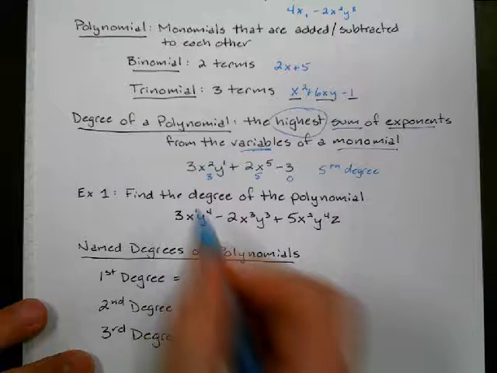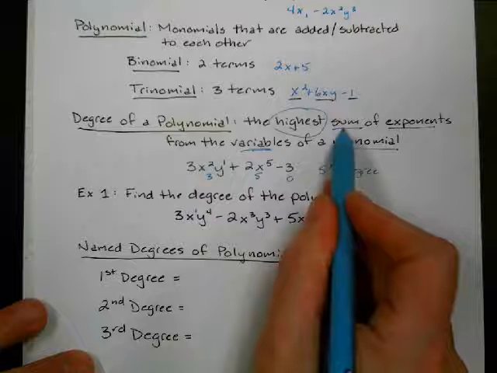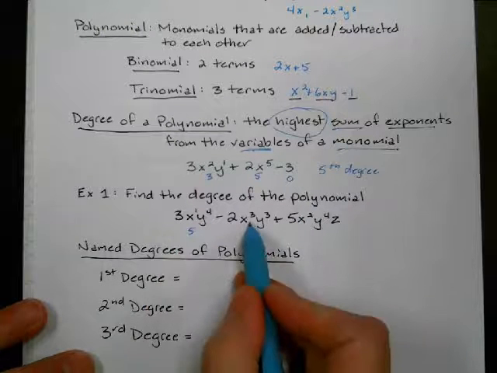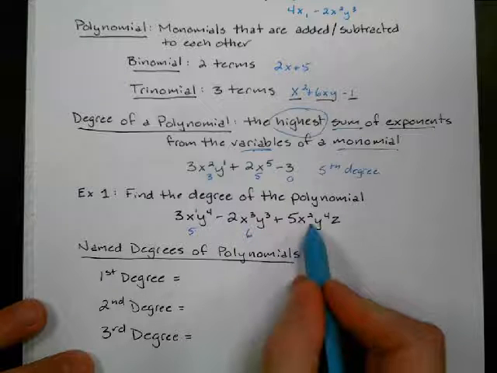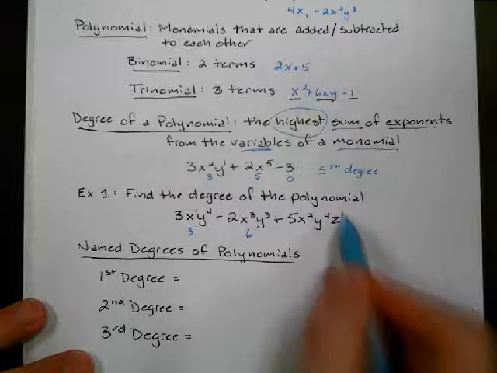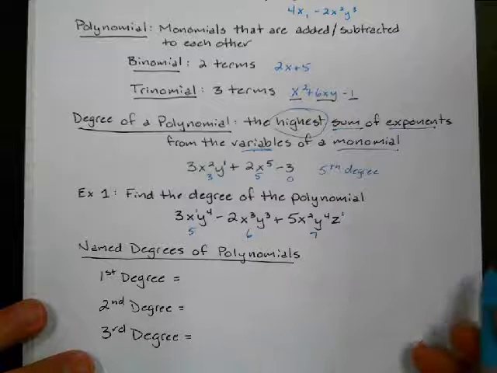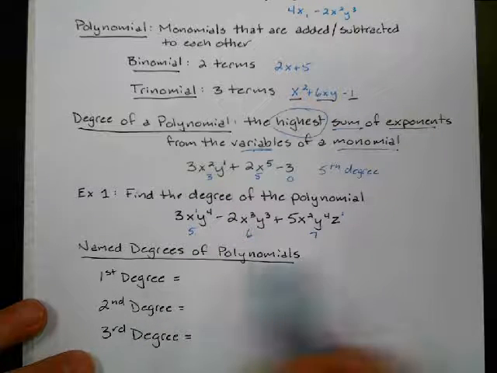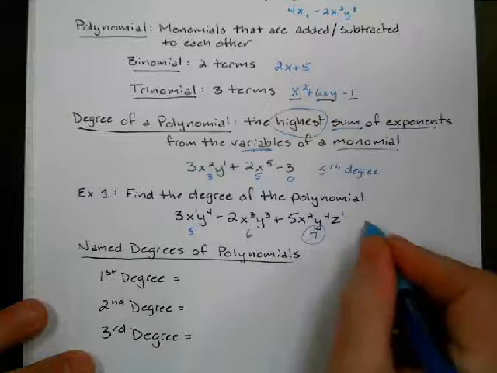So this is x to the first. So I've got 1, 4. We're going to take the sum of those exponents. So this has a degree of 5. This one has 3 and 3, so that's a degree of 6. And this one has 2, 4, and 1, so that's a degree of 7. So what would we say is the degree of this trinomial that we have right here? We take the highest, which is 7, and we'd say that's the 7th degree.